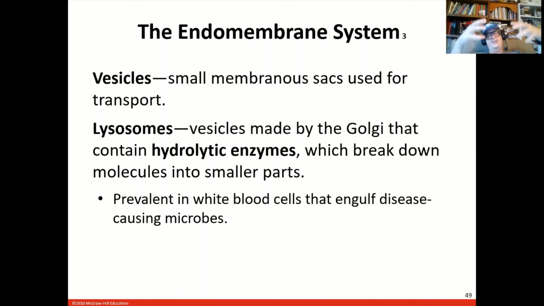Fuse with an endocytotic vesicle and destroy what's inside of it. They digest it, break it down. So a good example here would be white blood cells, like macrophages. It's a type of white blood cell that the name literally means the big eater.